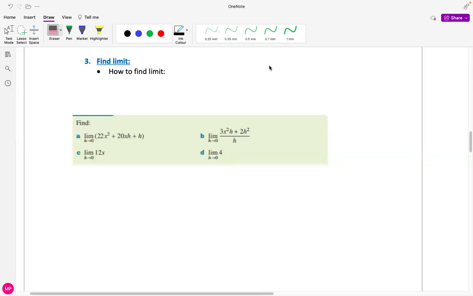Hi, this video is about how to find the limit values of an equation like that. So before we start, let's go over the concept of what is a limit. I'll give you one example.